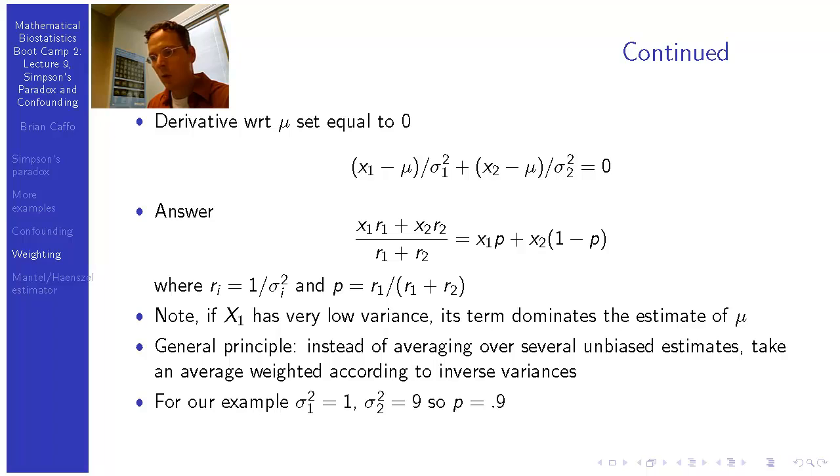So in our case, sigma 1 squared was 1, sigma 2 squared was 9. In this case, you can work it out. P works out to be 0.9. So it works out to be 0.9 times the first measurement plus 0.1 times the second measurement, the first measurement getting a lot more weight because the scale has 1/9 the variance of the other one.